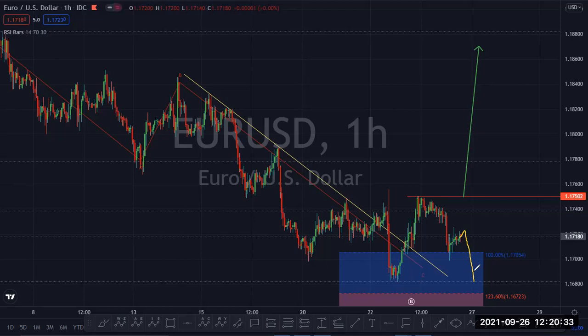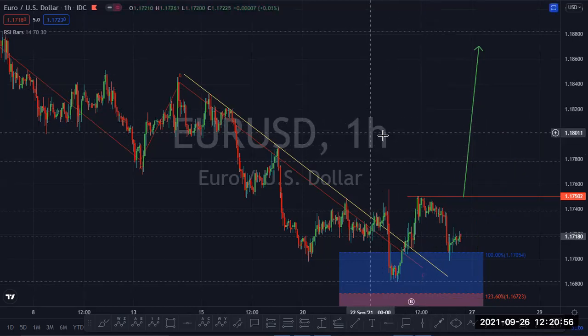By then the risk will be smaller because the stop loss will be somewhere here. Then buying from here, this is what I expect. But if it doesn't give me a move to the south again, if it begins to go like this, I wait for it to break this level.